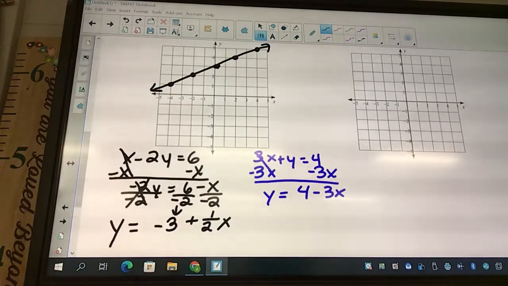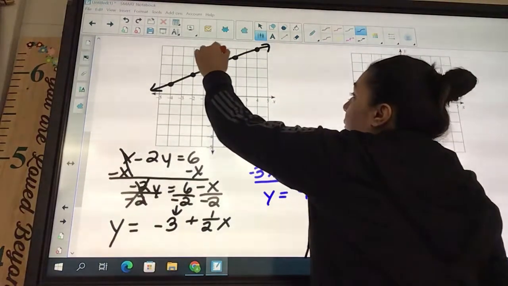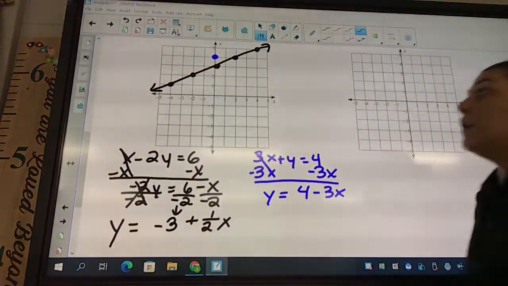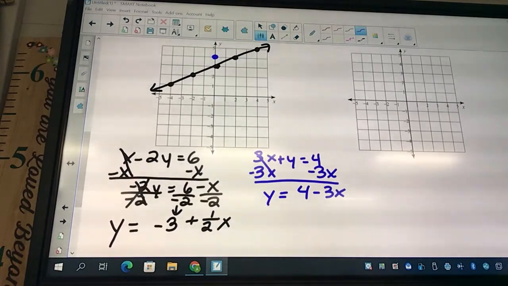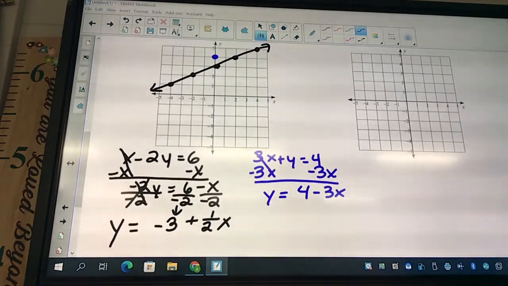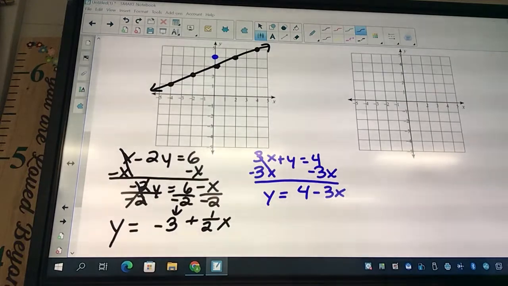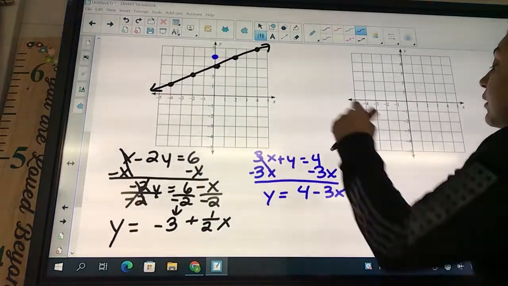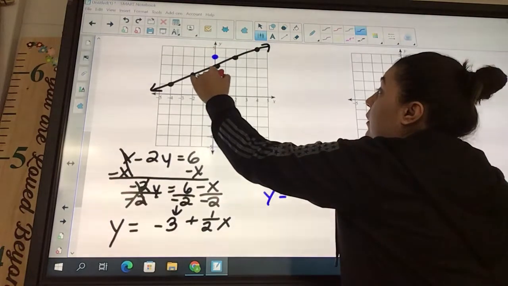Okay, and then the blue one is gonna start at 4, and our slope is what? -3/1. So can you go up 3? No, so we gotta go down 3. And which way do I need to go over 1? I need a negative line. 1, 2, 3. To the right.